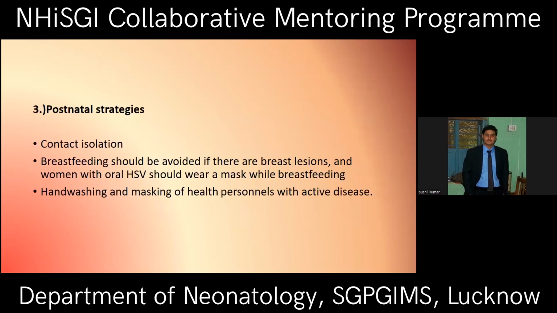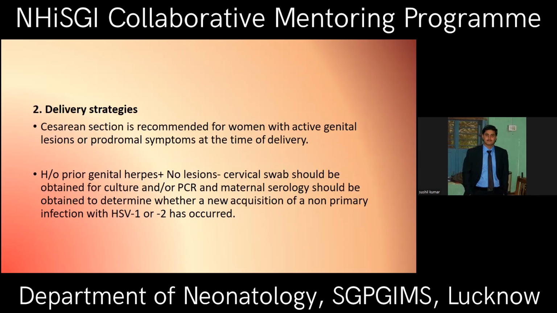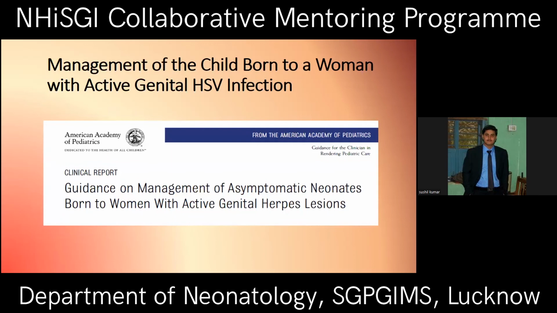So these are the proven preventive measures in cases of neonatal HSV. Now moving on to the last section, that is management of the child born to a woman with active genital HSV infection. The American Academy of Pediatrics came up with guidelines, published in 2013, on how to manage this cohort of babies, and they were reconfirmed in the year 2018 also.